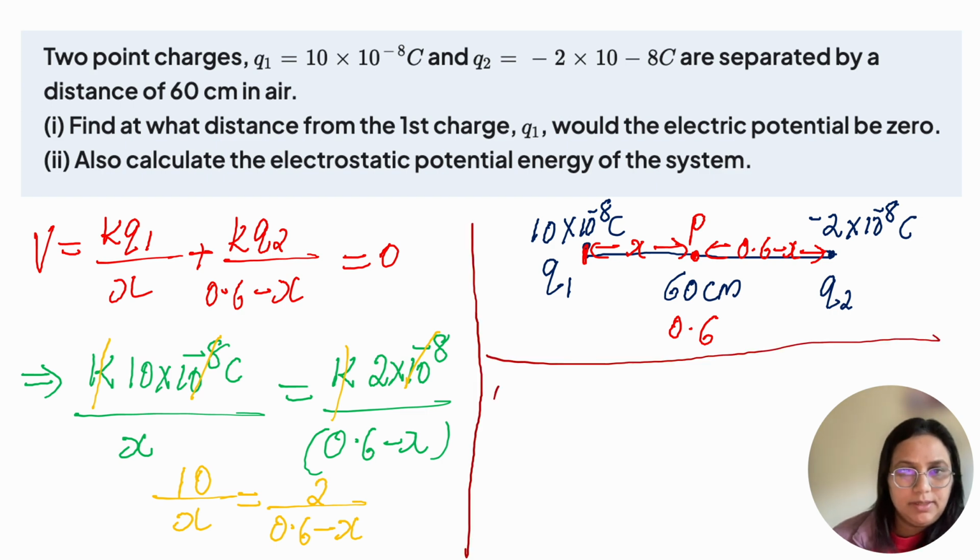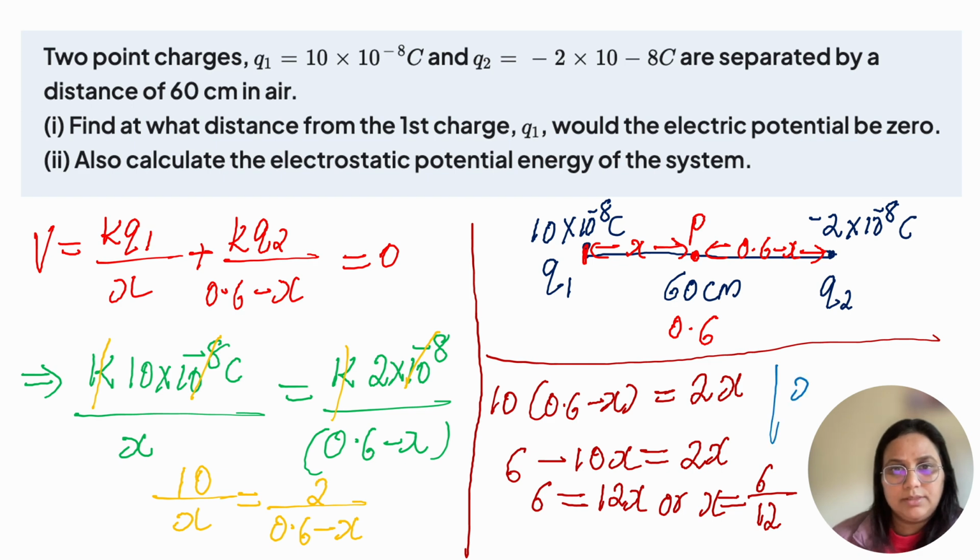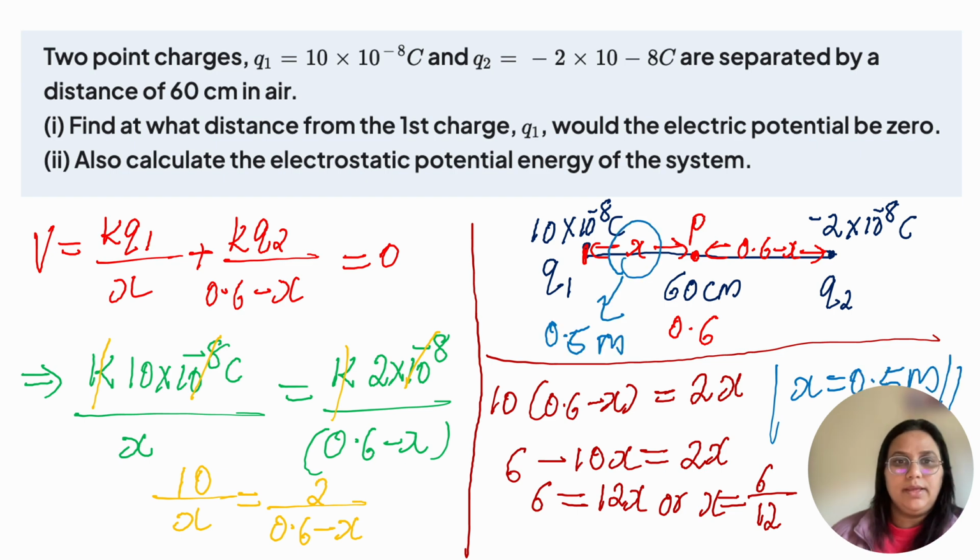Cross multiply: 10 into 0.6 minus x is equal to 2x. 10 into 0.6 is 6, minus 10x is equal to 2x. So 6 is equal to 12x, or x is equal to 6 divided by 12, which gives the value x is equal to 0.5 meter. The x value is 0.5 meter from the charge Q1.